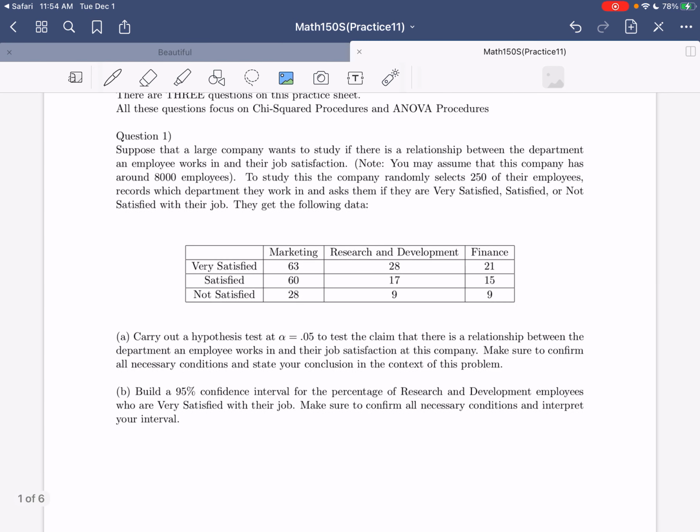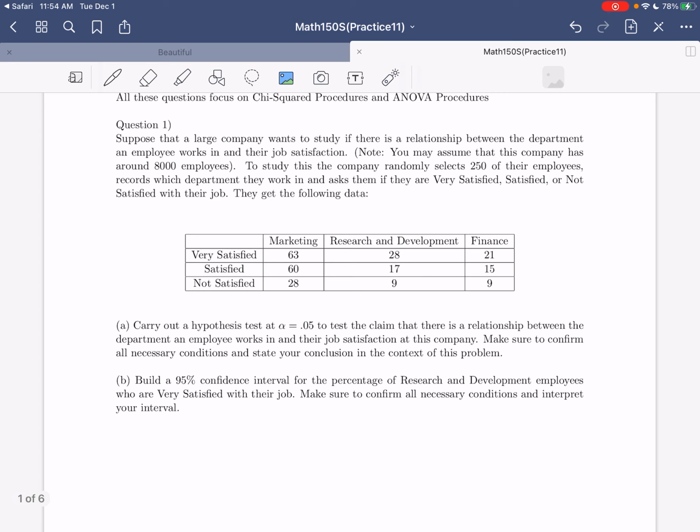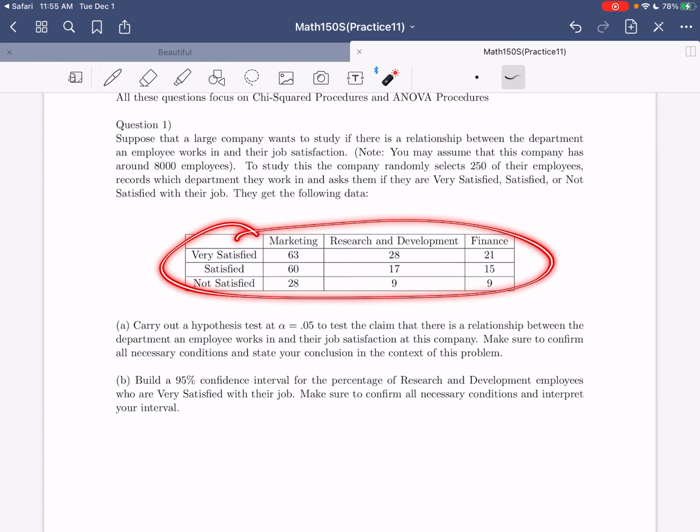So let's take a look at question 1. For question 1, we're going to suppose that a large company wants to study if there's a relationship between the department an employee works in and their job satisfaction. We get this note that we can assume that the company has around 8,000 employees. To study this, the company randomly selects 250 of their employees, records which department they work in, and asks them if they are very satisfied, satisfied, or not satisfied with their job. And they get the following data, which is presented to us right here.